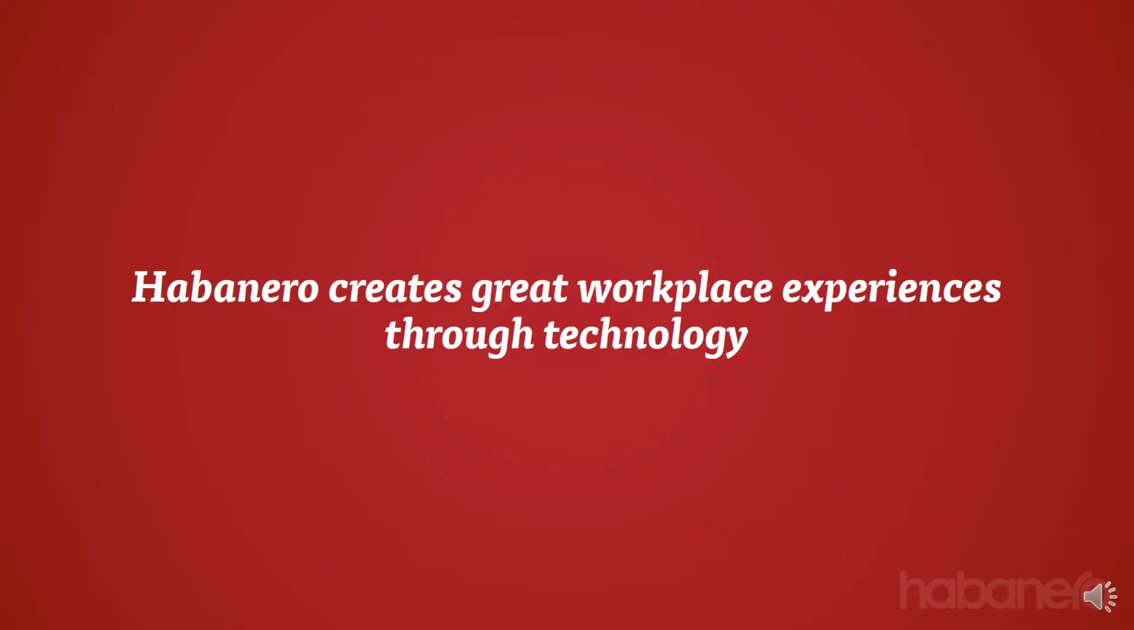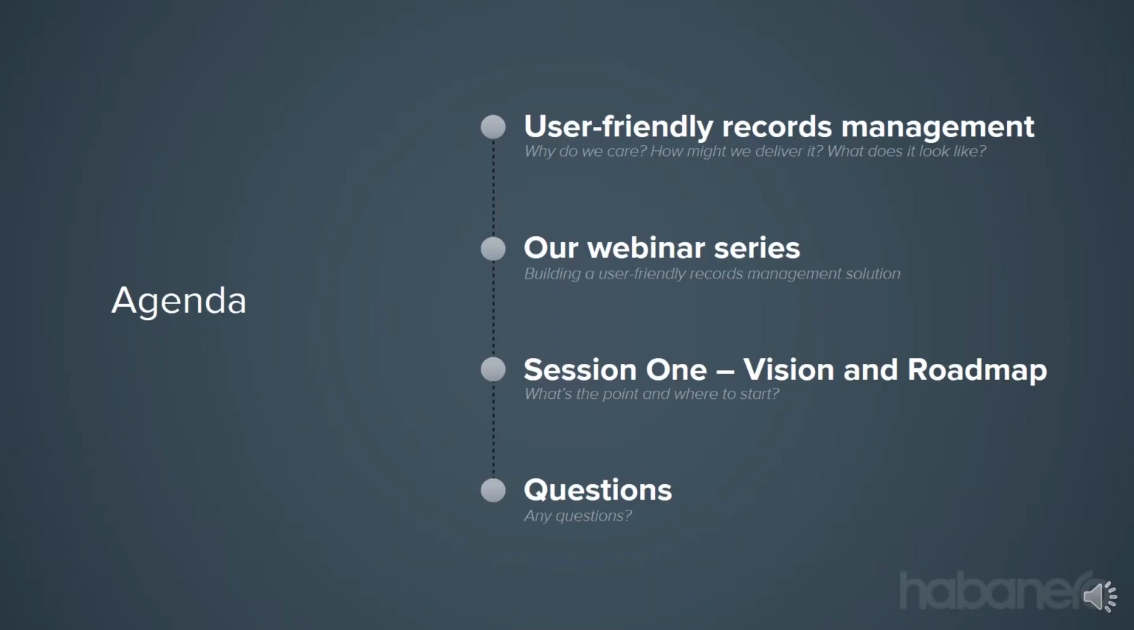Okay, thanks, Graham. Habanero creates great workplace experiences through technology. For the purposes of this session today, that technology is a platform like SharePoint, a platform like Collabware CLM, the latest version, CLM 2016. From the perspective of the great workplace experiences, we'll really start to explore what this means as we get into the webinar. So sit tight if you're wondering what that great workplace experience looks like.